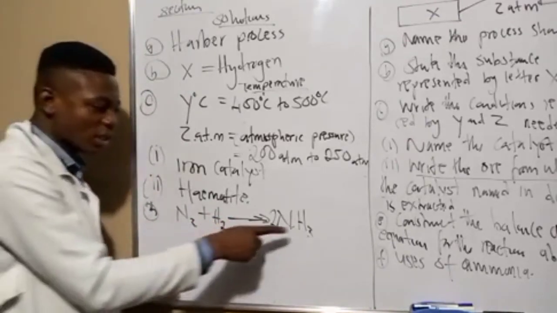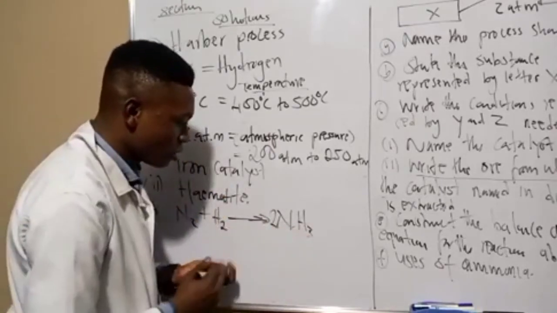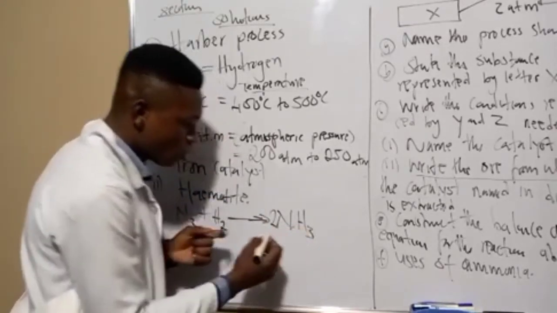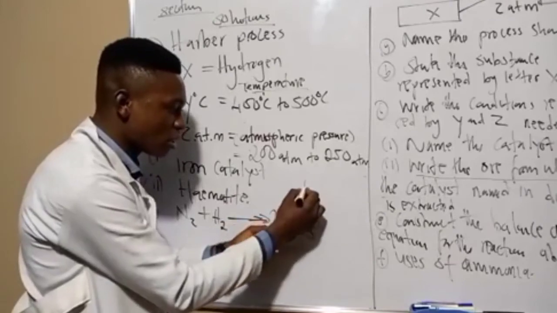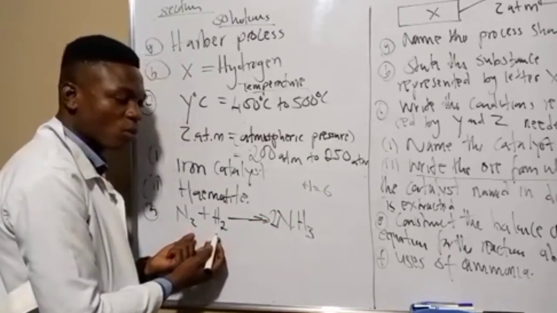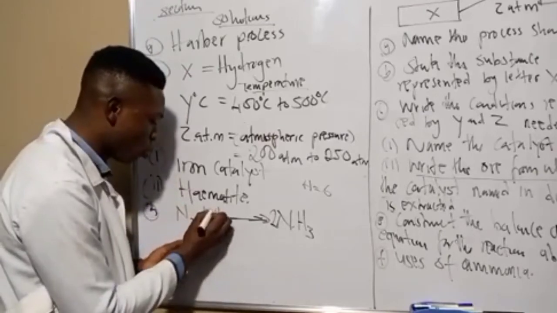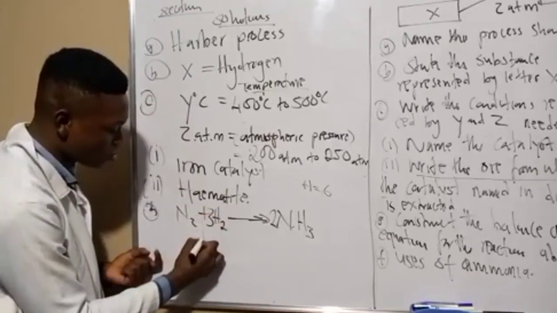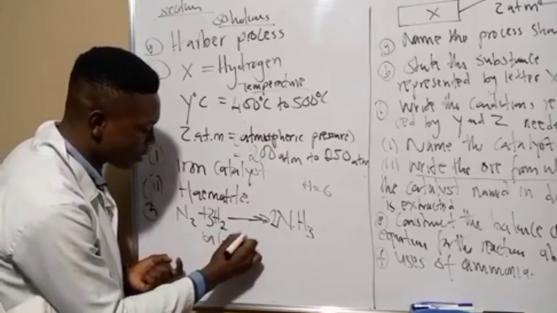But hydrogen has been affected. Here is a 3, right? So 2 times 3, you get 6. So you have 6 for hydrogen, and on this side hydrogen, you have 2. So what do you do to balance it? You put a 3 here. Then this is called the balanced what? Equation.